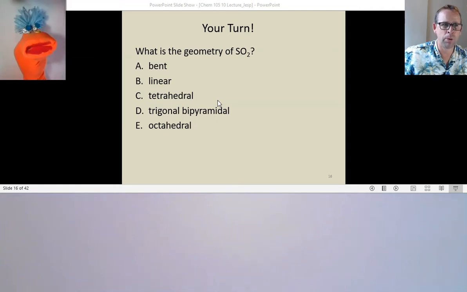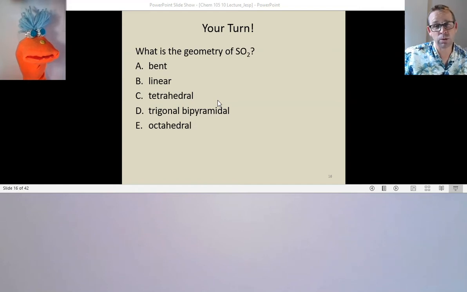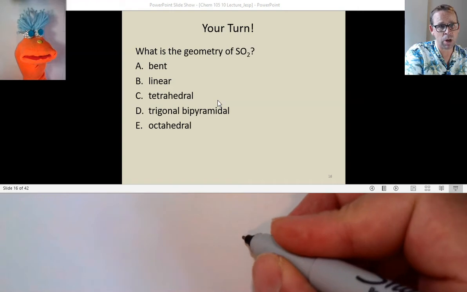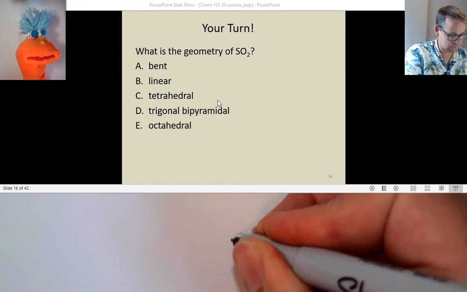I guess we got to draw it, right? That's right. You always have to draw the Lewis dot structure. So if you haven't remembered how to draw Lewis dot structures, you should go back to the videos from the last chapter titled Lewis structures and go through them and make sure that you can draw Lewis dot structures. Very important. So we're going to draw Lewis dot structures.